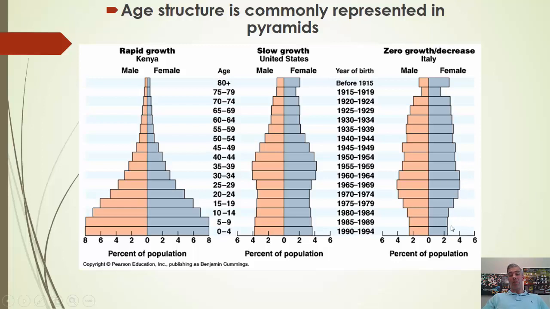Italy has an even bigger problem. You can see they're decreasing in size here. There are so few people being born, and they're going to have a very difficult time supporting the elderly as time goes on. So you have a rapid growth model in Kenya, like a third world country. You have the United States as a first world country that has a slow or steady growth model. And then you have a zero growth or decrease model, as you can see in Italy. All right, that is population ecology.